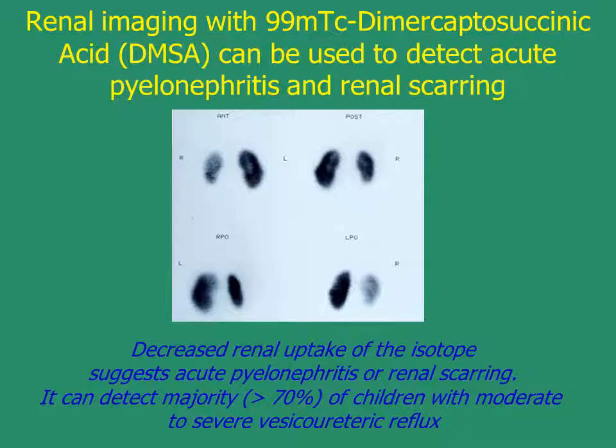Renal imaging with 99mTc dimercaptosuccinic acid, DMSA, can be used to detect acute pyelonephritis and renal scarring. Decreased renal uptake of the isotope suggests acute pyelonephritis or renal scarring. In addition, a DMSA renal scan can detect the majority, 70%, of children with moderate to severe vesicoureteric reflux. The routine use of this imaging modality is not generally recommended due to the radiation hazard and the cost involved.